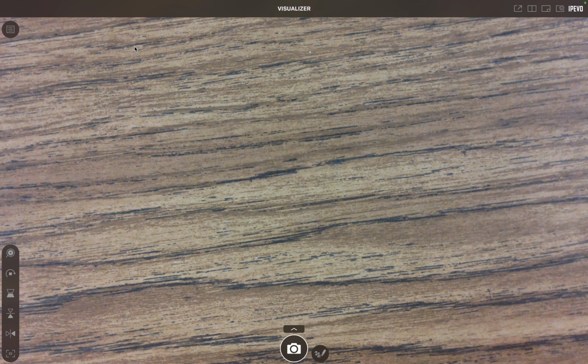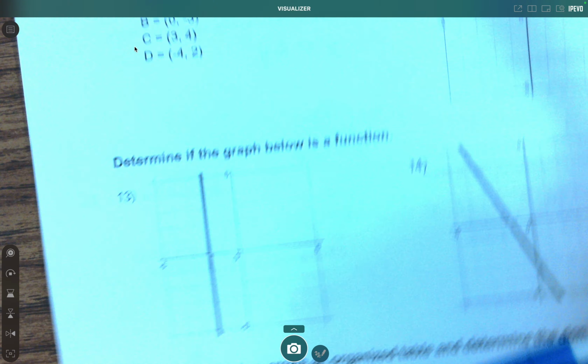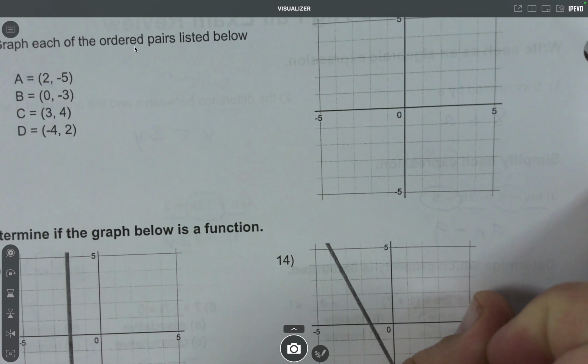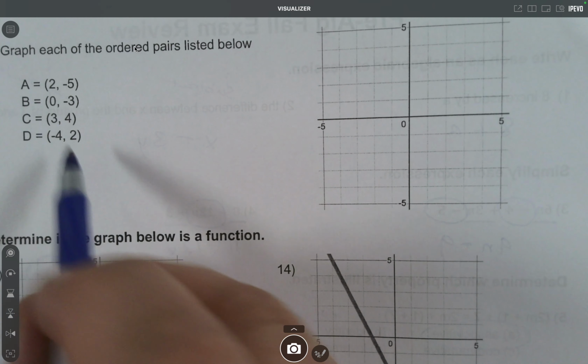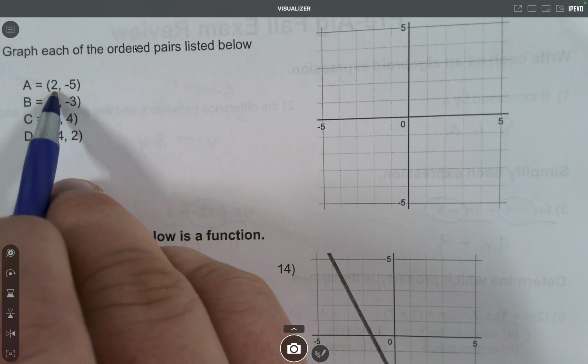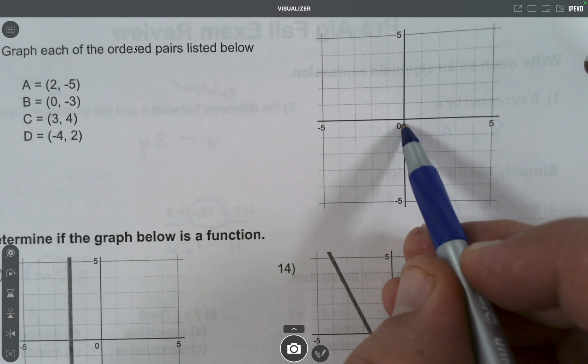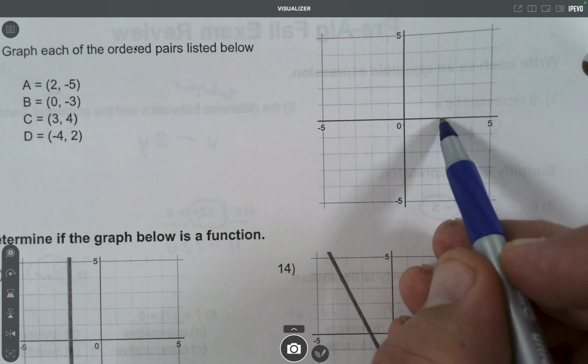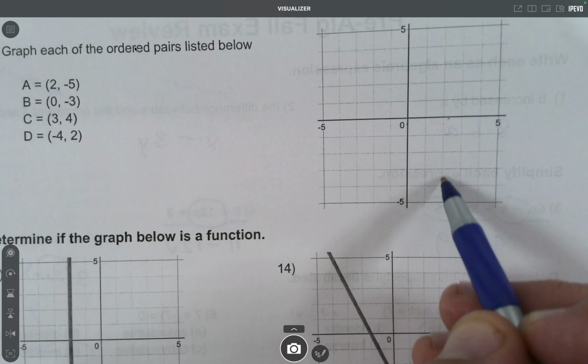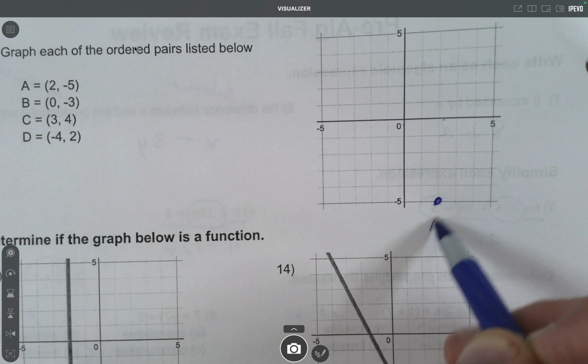So 12 is kind of the reverse of that. This time you're actually being asked to graph. So this means you go to the right 2 and down 5. So starting at the origin, I go right 1, 2, and down 1, 2, 3, 4, 5. So that's A right there.